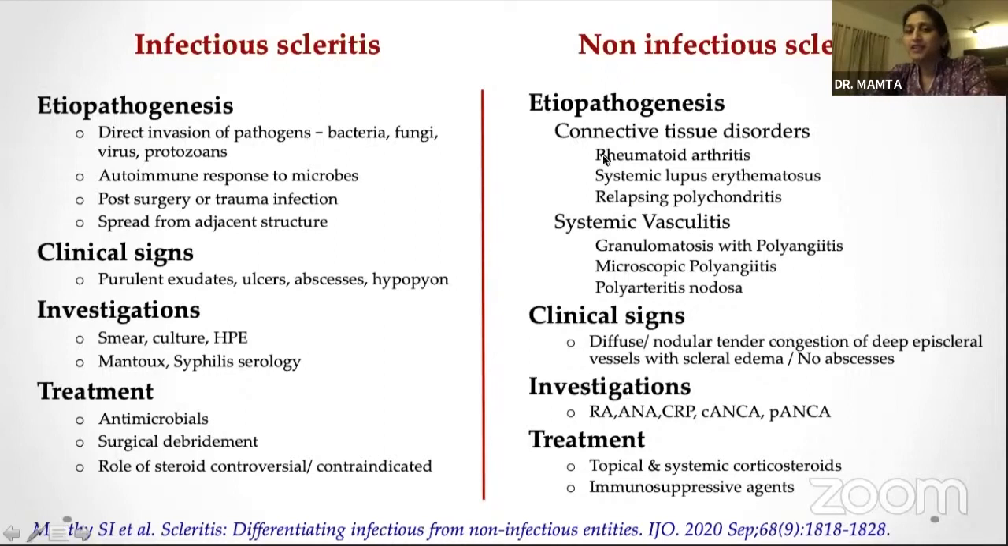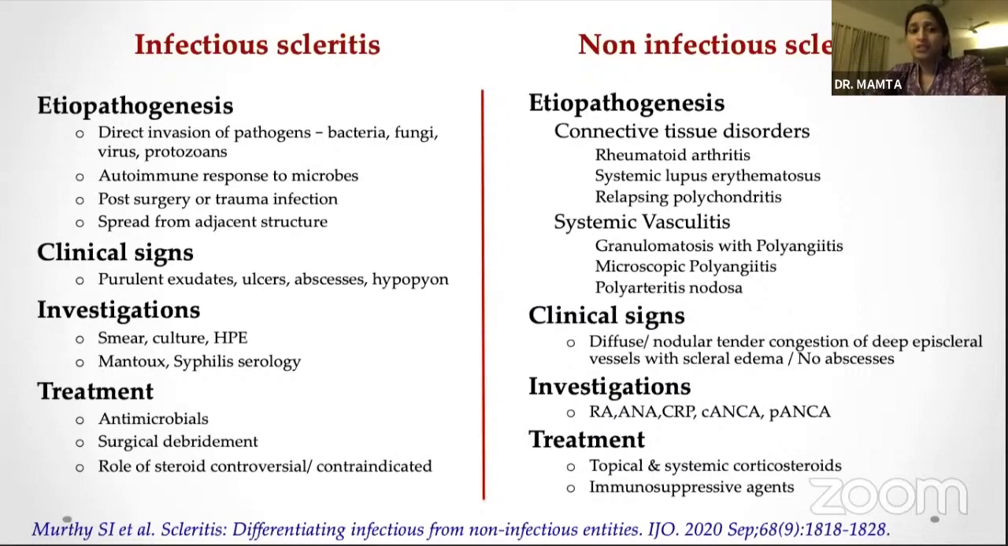They are basically related to the collagen disorders like rheumatoid arthritis, SLE, and a few others. The clinical signs in infectious scleritis: we do see purulent exudates, ulcers, abscesses, and hypopyon. But then they may also present with a subtle finding, which is just a nodule and which may be easily missed. And they may mimic non-infectious scleritis, what we see as diffuse nodular lesions, overlying scleral edema.